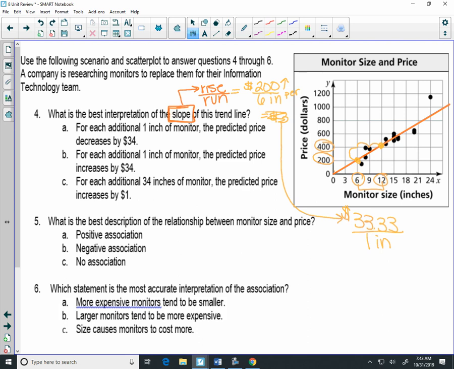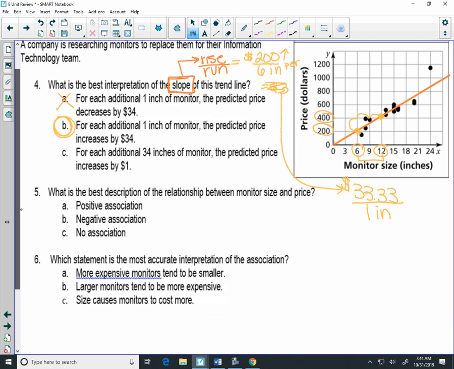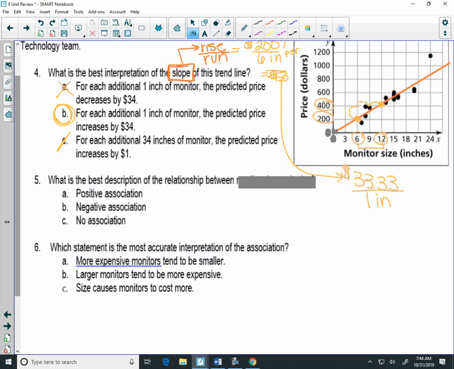For each additional 1 inch of monitor, the predicted price decreases by $34. Our price is not going down, our price is going up. For each additional 1 inch of monitor, the predicted price increases by $34. I like that one, but I'm going to read the last one. For each additional 34 inches of monitor, the predicted price increases by $1. That one, no thank you. So B was our answer there.